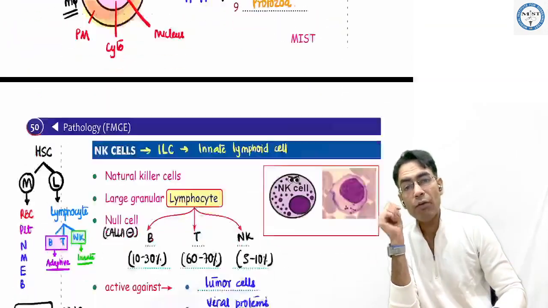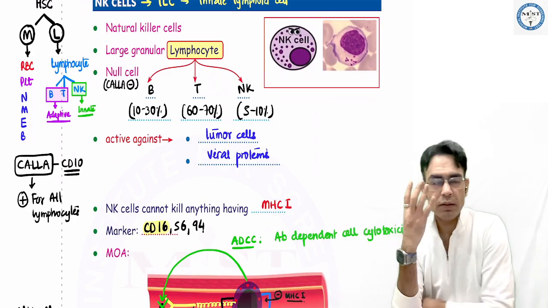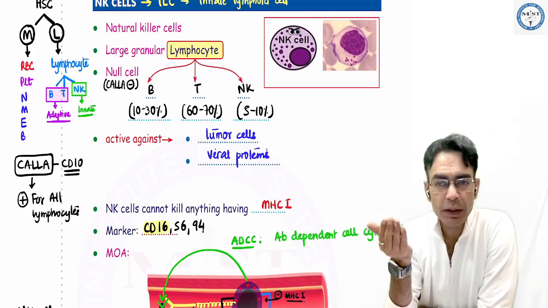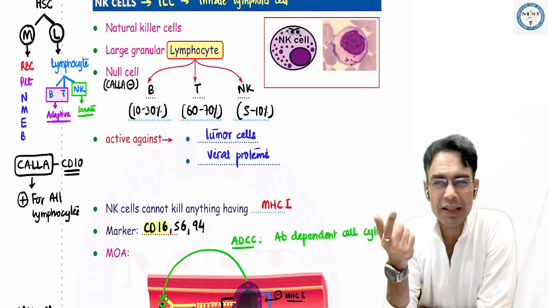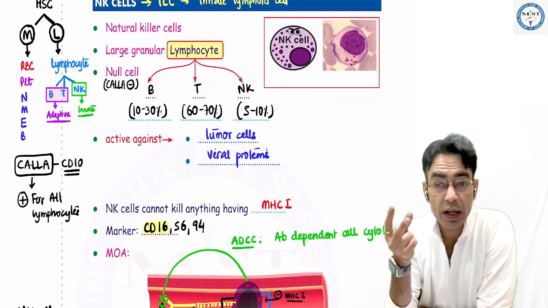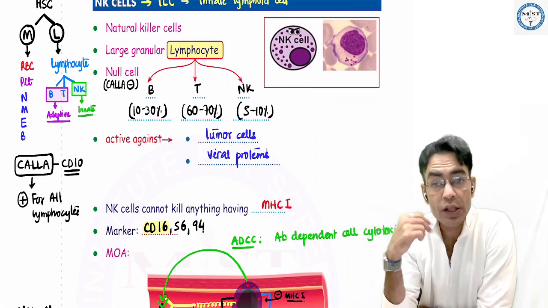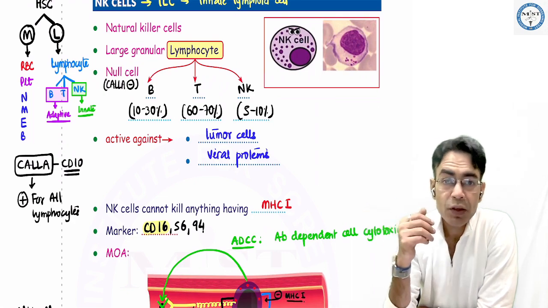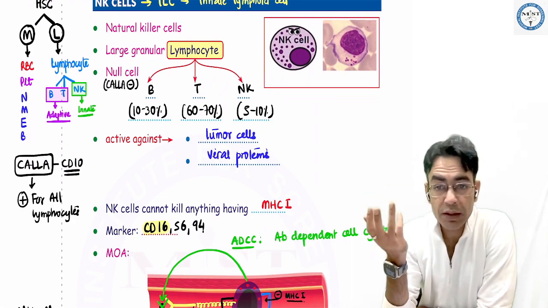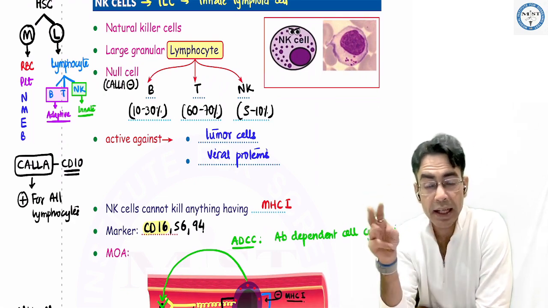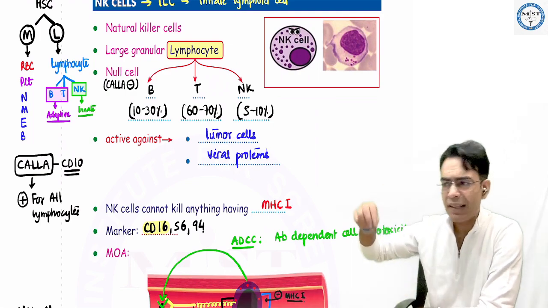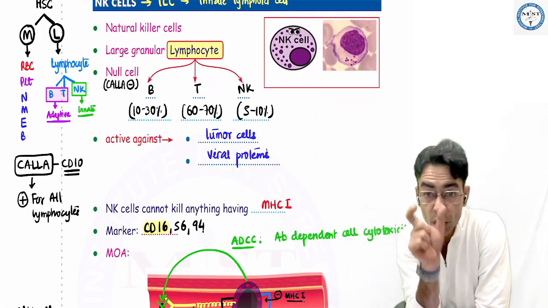Okay. Then for NK cells, only 4 points to learn. NK cell, we know the names, no: innate lymphoid cell, large granular lymphocyte, or a null cell. Why it is called as null cell? Because it is common ALL antigen negative, CD10 negative, which is positive for B and T cells. So it's a lymphocyte. So, there are three kinds of lymphocytes now: B, T, and NK. B cells 10 to 30%, T cells 60 to 70%, but NK cell are only 5 to 10%.